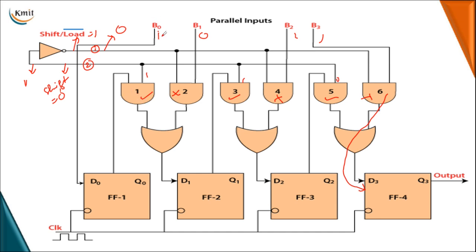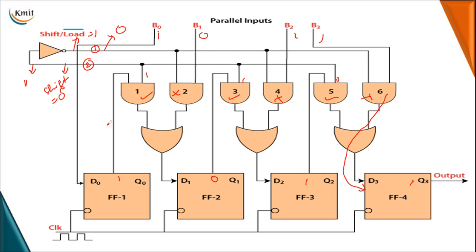So now as here B0 is 1, Q0 is 1 earlier, and B1 is 0, so Q1 is 0. B2 is equal to 1, so Q2 is also equal to 1. B3 is equal to 1, so Q3 is also equal to 1. So Q3 is now equal to 1. So with the first clock pulse, your data is loaded into this register.